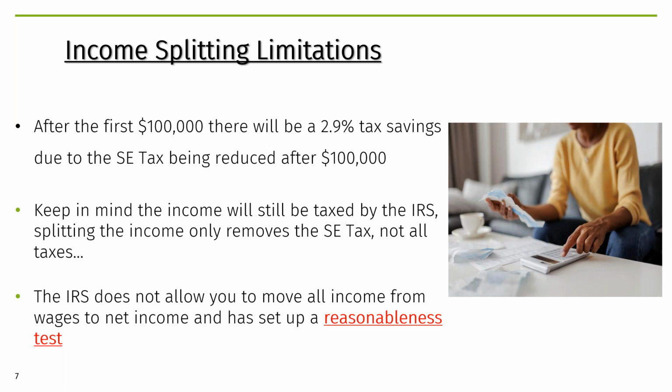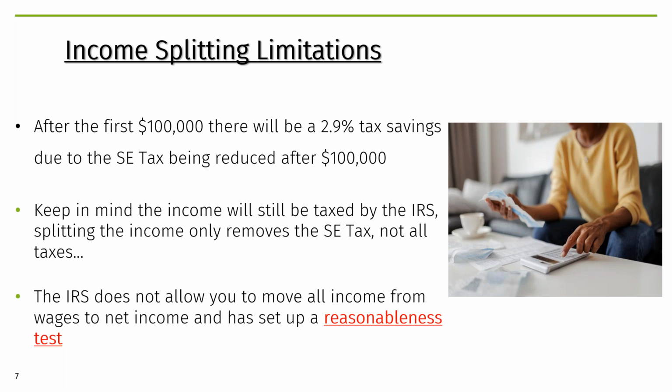But we also have to keep in mind here that the income will still be taxed by the IRS. Splitting the income is only removing half of that self-employment tax and moving it to different subjects. Things like their AGI are still going to come into effect as far as tax brackets and things like that. So we're not completely making the income not taxable. We're just making it less taxable. And that's a very clear distinction that you need to know when discussing this strategy with potential clients of yours.